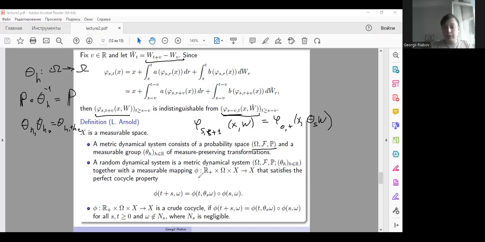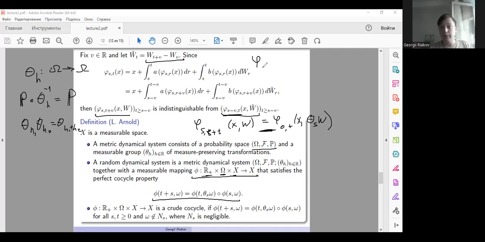Now, if we have a measurable mapping of time, a random element omega, and x into x, that satisfies the following property, then we say that we have a random dynamical system. Once we have such an equality for all s, t, and x, then we have a random dynamical system, because we have the flow property.